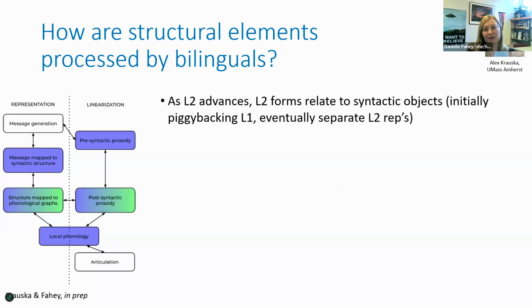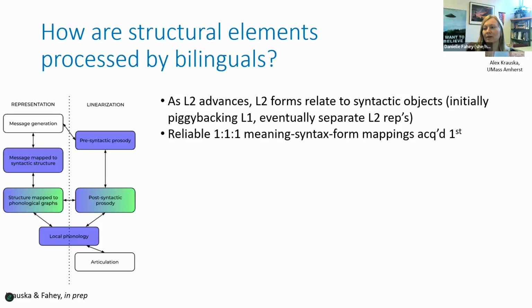So as the second language acquisition advances, the second language forms, they were initially piggybacking on the L1, and they're still sometimes piggybacking on the L1, but they're eventually separating into separate second language representations. So the second language forms relate to more unique syntactic objects in the second language now, on occasion. Elements that have more reliable one-to-one-to-one meaning syntax form mappings are going to be what's acquired first, while things that are more variable or rely on a larger piece of syntax or their mapping process will be acquired later.